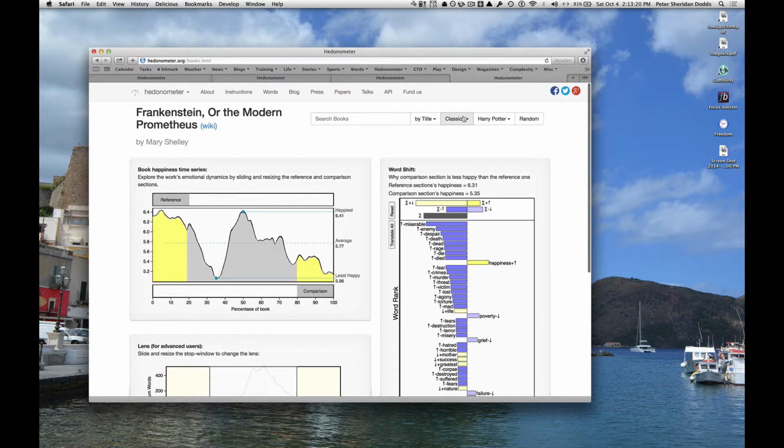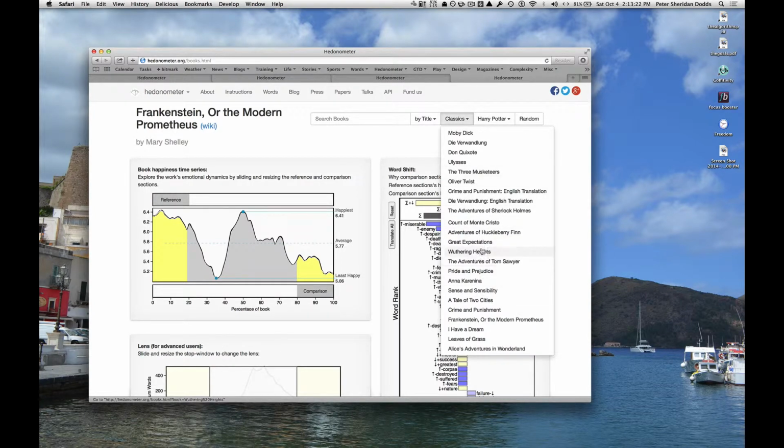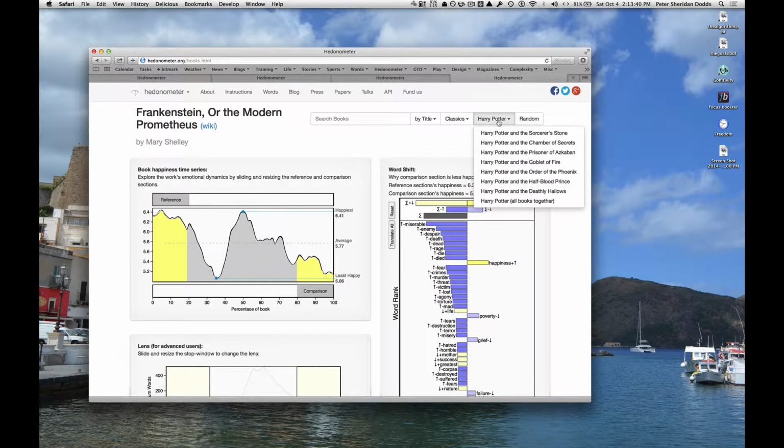We also have a few others in here that are classics in different languages, and all of these books are in 10 languages. We have Don Quixote in Spanish, for example. There's Crime and Punishment, both in the original Russian and in an English translation. So you can play around with all these things. And we have the 7 Harry Potter books, and then all together. So these are things to explore.